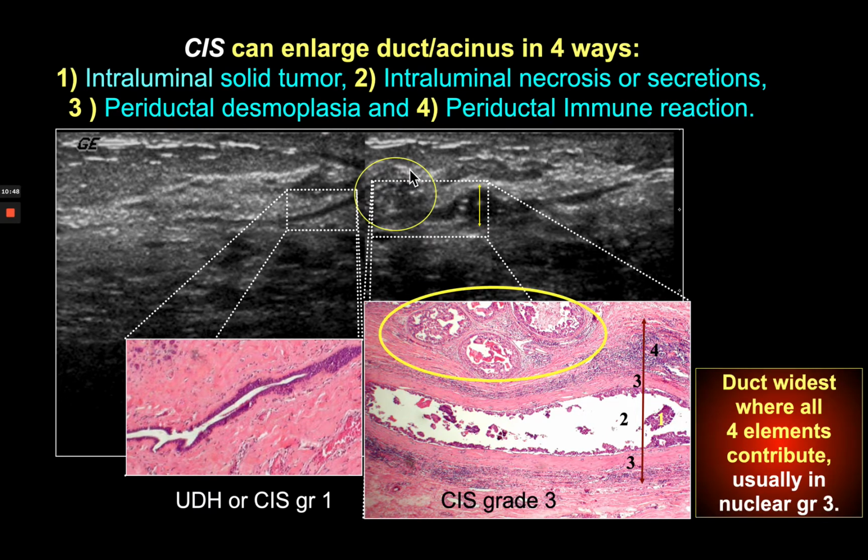Also notice that within the circle here we have microlobulations, and each of those microlobules corresponds to an enlarged duct filled with micropapillary DAB.